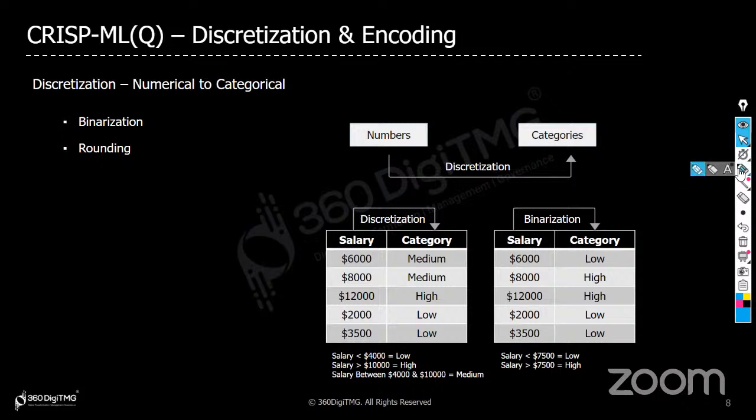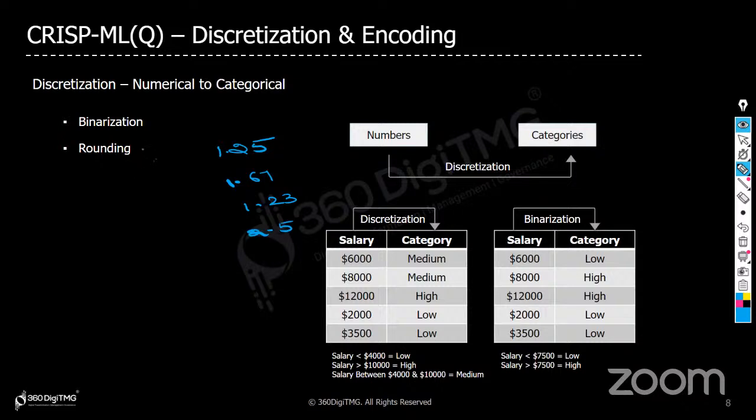So rounding you already know. Let me give you a small example. Rounding. Suppose you have a numerical column with numbers like this: 1.25, 1.67, 1.23, 2.5. These are all the values present.